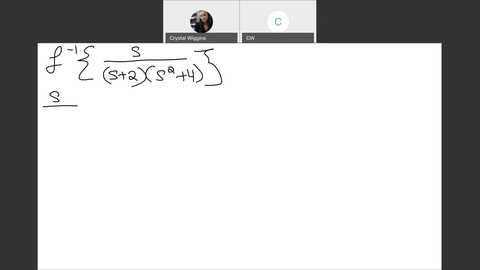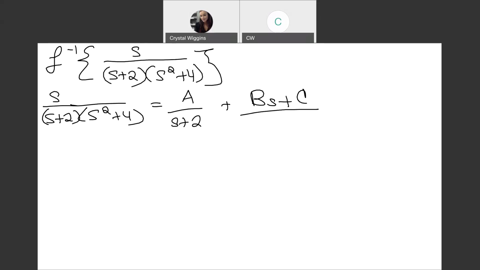So s over s plus 2 times s squared plus 4 separates to a constant numerator a over s plus 2 because the exponent on s is a 1, plus bs plus c over the s squared plus 4 because the exponent on the s is a 2. So you have to do every kind of term below a squared term, which is b times s plus a constant c. Now it's possible that sometimes the b or the c will be 0 because you didn't need both parts, but we would rather have more than less to make sure we have everything we need in the end.